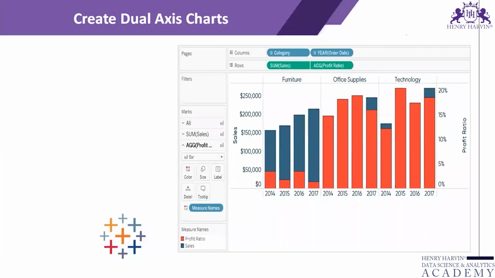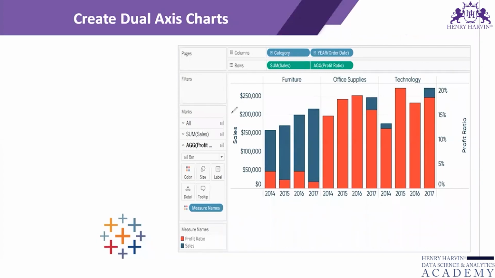In this video, we are going to discuss dual axis chart. Tableau provides us a feature using which we can plot a chart with two measures simultaneously. Over here, we have created a chart showing the sum of sales and profit ratio for the category of products across years.